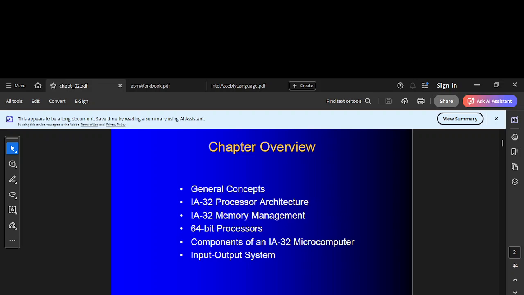And then we'll move on to the components of an instruction set architecture 32 microcomputer. Then we'll end up with the input output systems.